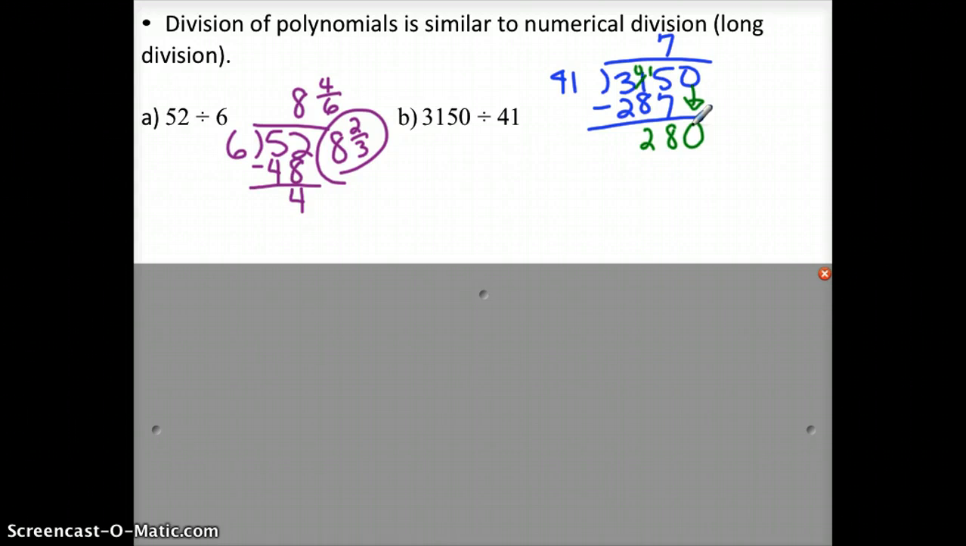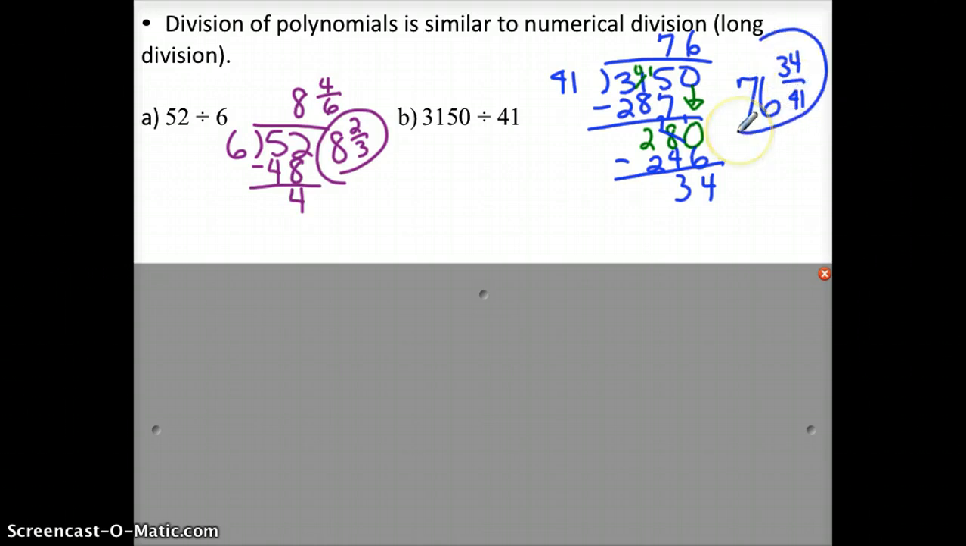And so I'm going 41 into 280. It's going to be close to 7, but remember 7 was 287, so I'm going to guess 6 this time. So 6 times 41, 6 times 1 is 6, 6 times 4 is 24. Subtract. Again, borrow. 10 minus 6 is 4, 7 minus 4 is 3, and 34 is my remainder. So 76 is my whole number, 34 is my numerator, 41 is my denominator. So 76 and 34/41 is my answer to this long division problem.